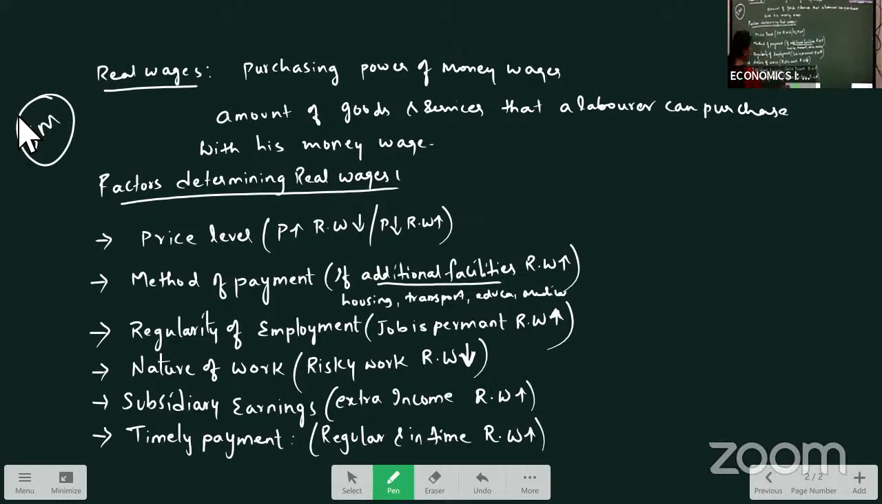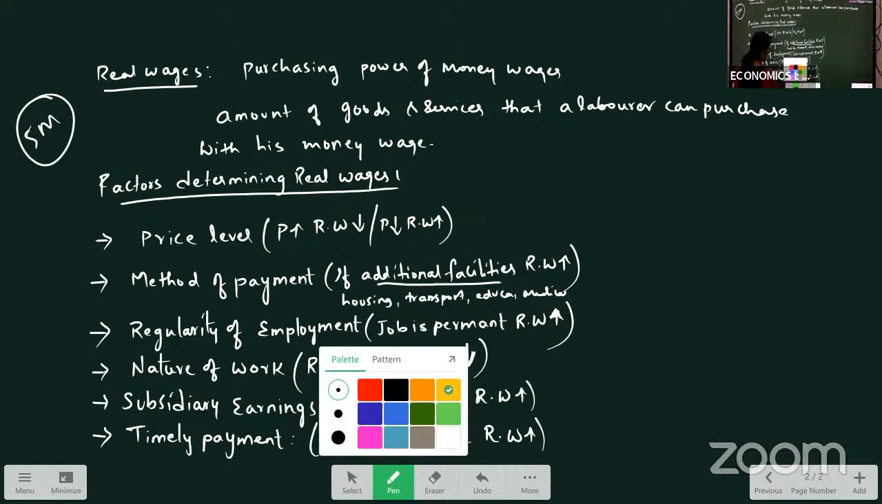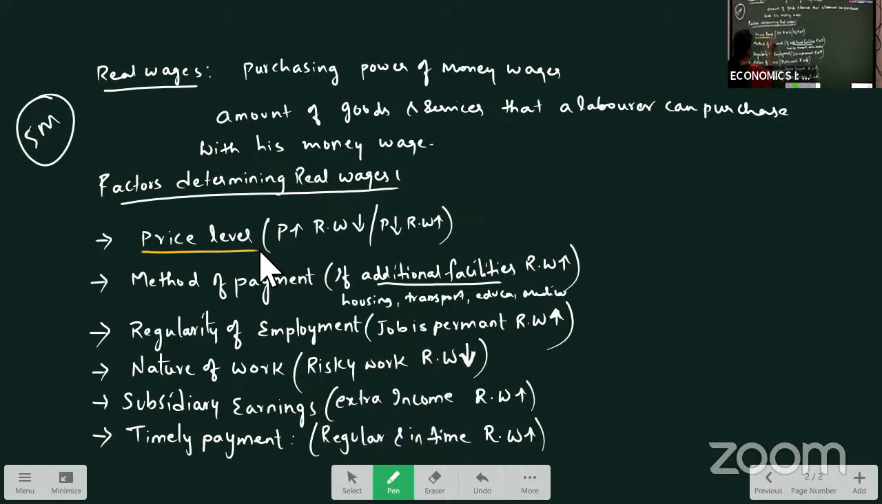One is price level. Price level means what? If the prices are high, real wages will be low. If prices are low, real wages will be high.